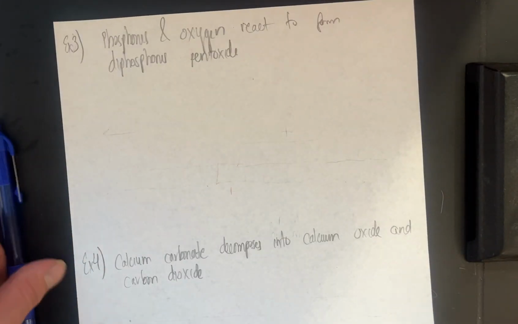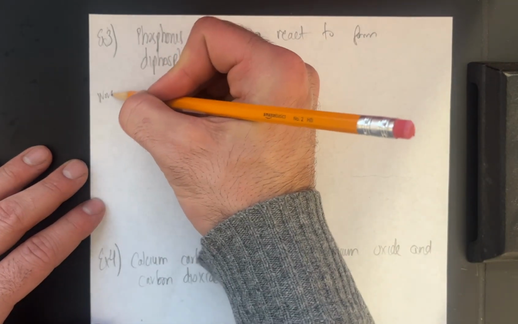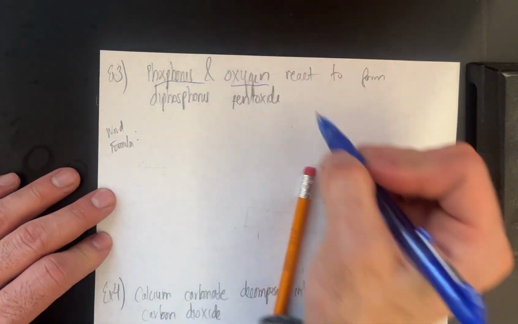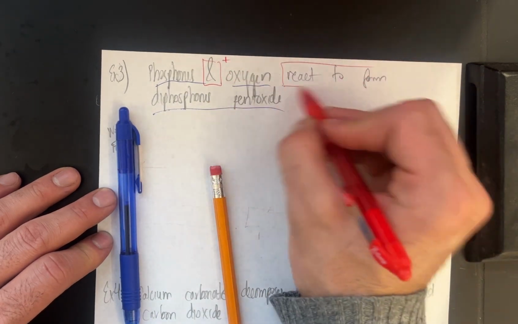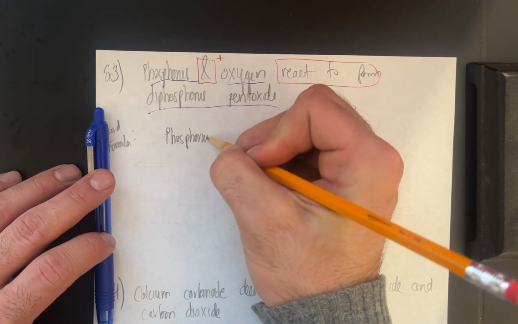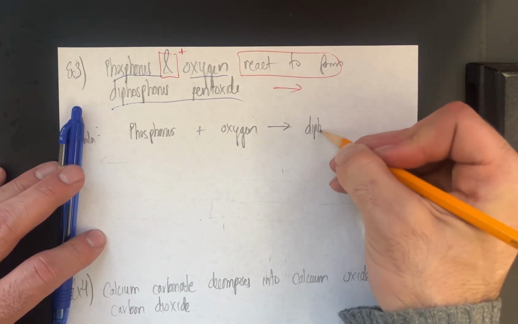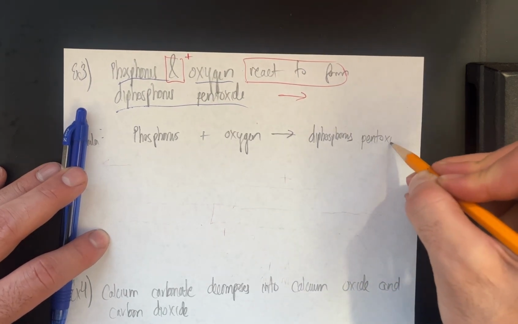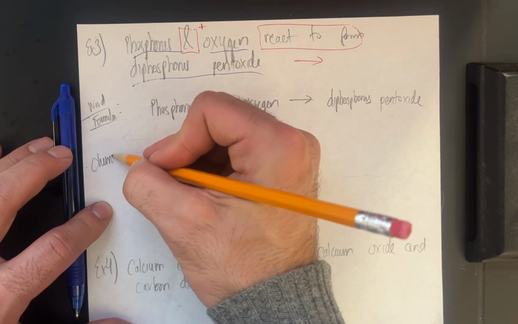Now, phosphorus and oxygen react to form diphosphorus pentoxide. Let's also do this one. Word formula, right? What we're going to get is phosphorus, oxygen, diphosphorus pentoxide. The and is always going to be plus. React to form is going to be an arrow. You're going to have phosphorus plus oxygen, arrow, diphosphorus pentoxide. So you go from word to chemical.